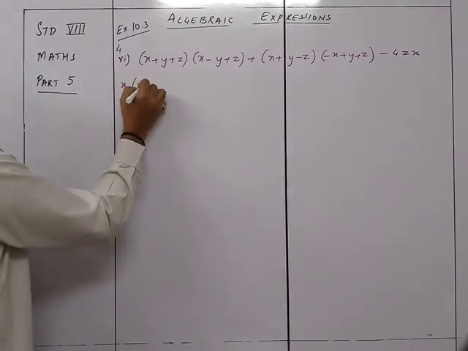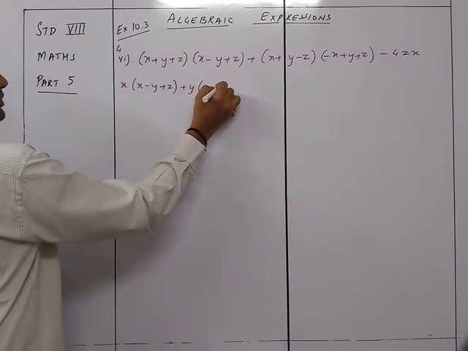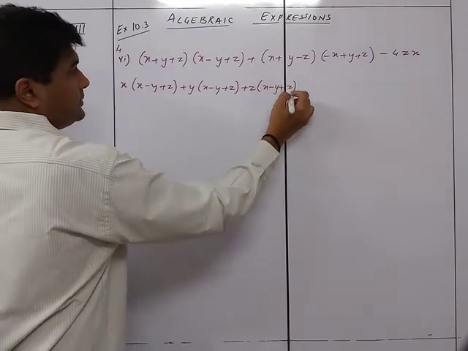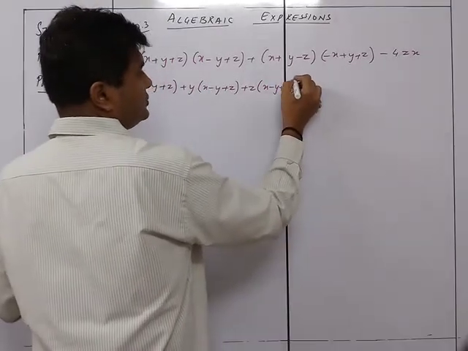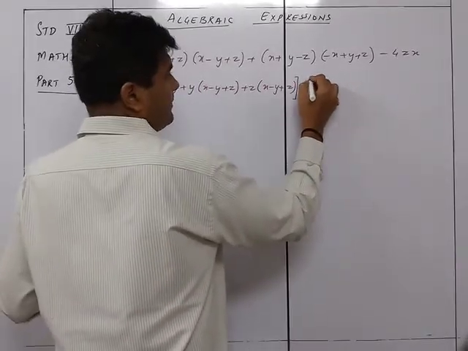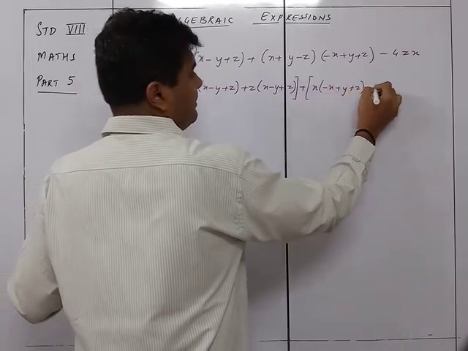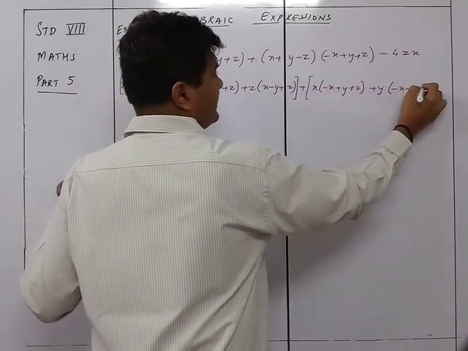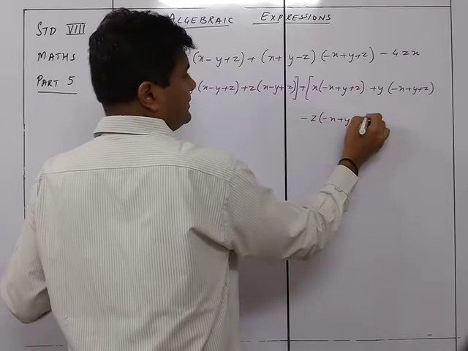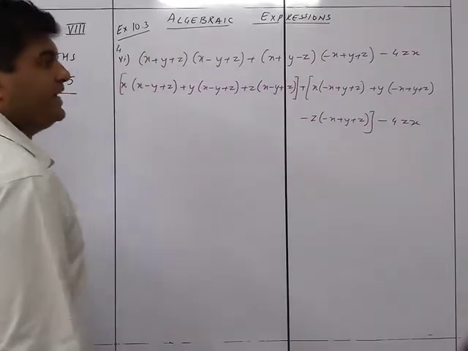x into x minus y plus z plus y into x minus y plus z plus z into x minus y plus z. Now this two plus, so this is one part, plus x into minus x plus y plus z plus y into minus x plus y plus z minus z into minus x plus y plus z minus 4xz zx.